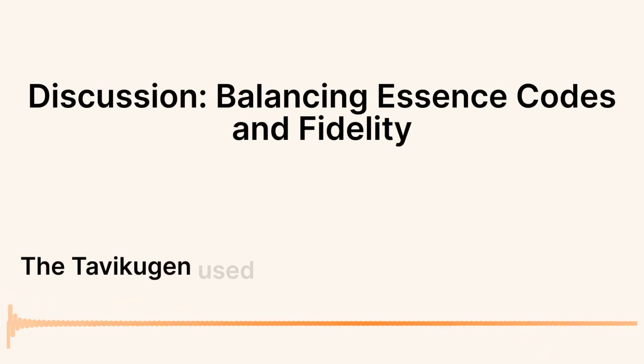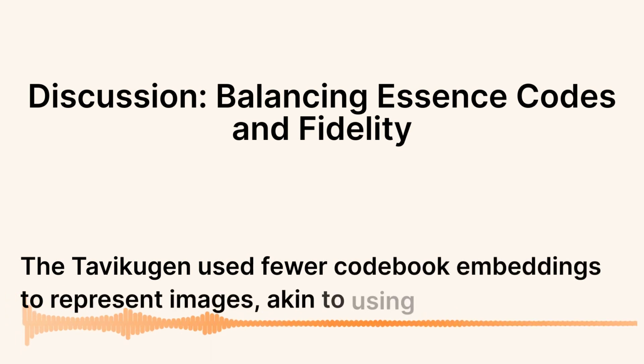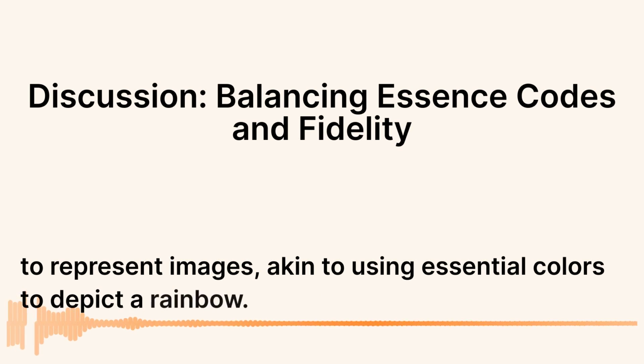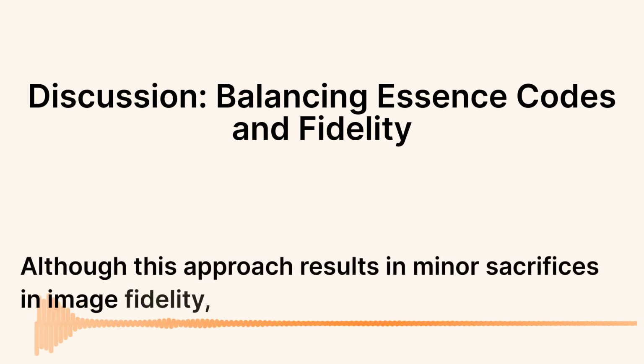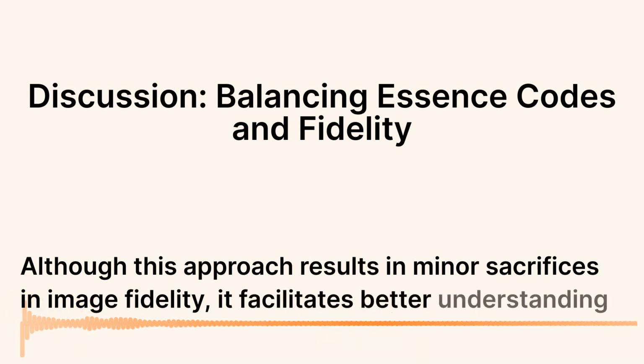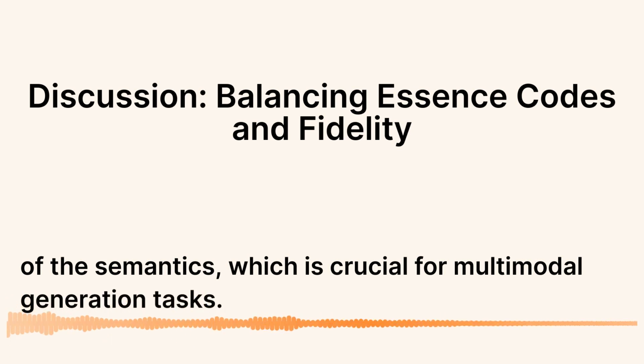The VQGAN used fewer codebook embeddings to represent images, akin to using essential colors to depict a rainbow. Although this approach results in minor sacrifices in image fidelity, it facilitates a better understanding of the semantics, which is crucial for multimodal generation tasks.